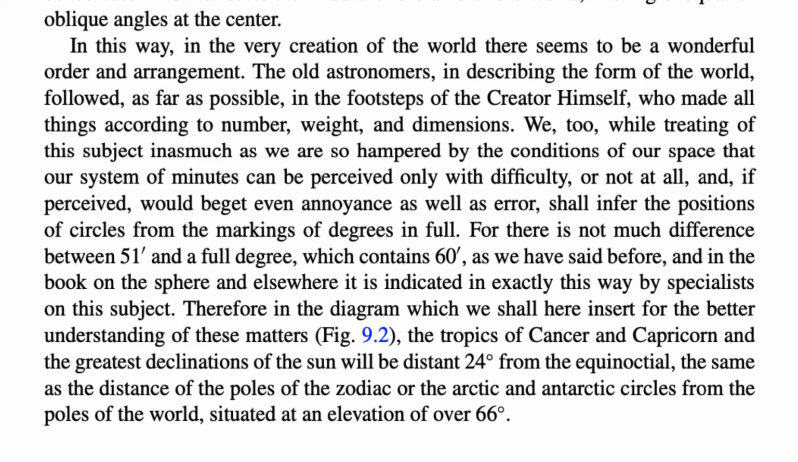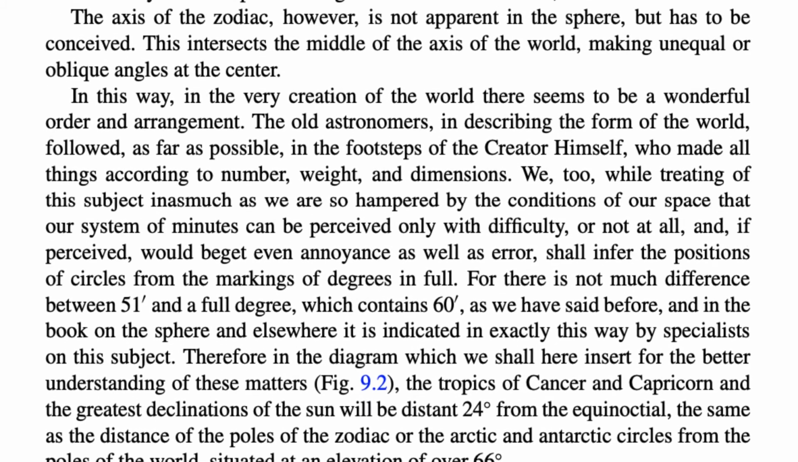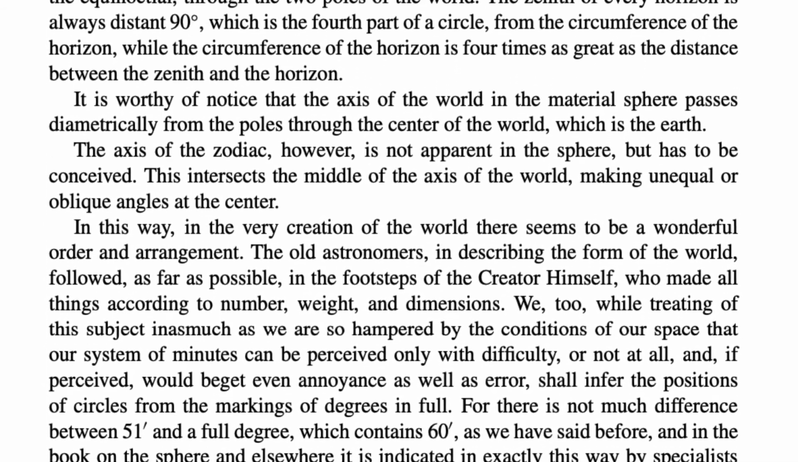Therefore, in the diagram which we shall here insert for the better understanding of these matters, that's figure 9.2, I'll get to that in a moment, the tropics of Cancer and Capricorn, and the greatest declinations of the sun will be distant 24 degrees from the equinoctial, the same as the distance of the poles of the zodiac or the Arctic and Antarctic circles from the poles of the world, situated at an elevation of over 66 degrees. So he's mentioning here that to a good approximation, we're going to round off the nearest minute to a degree. And he's just going to write down 66 degrees, as I've done in this diagram, and 24 degrees.